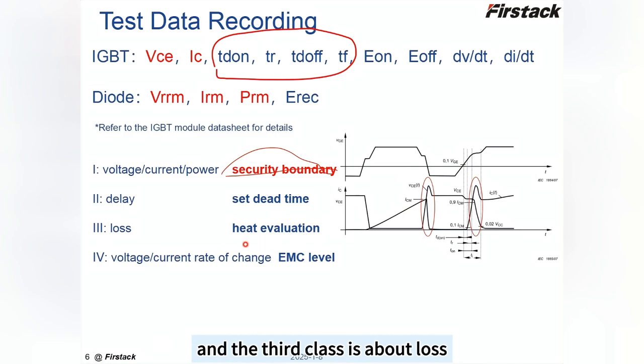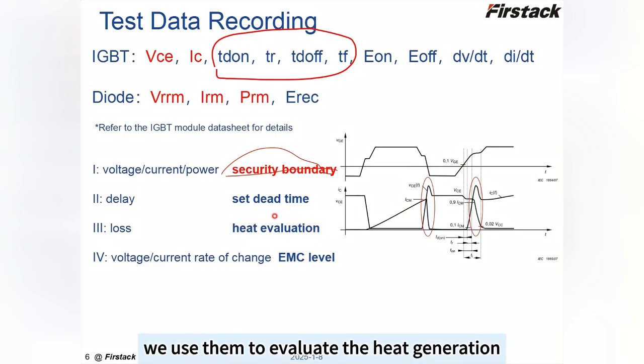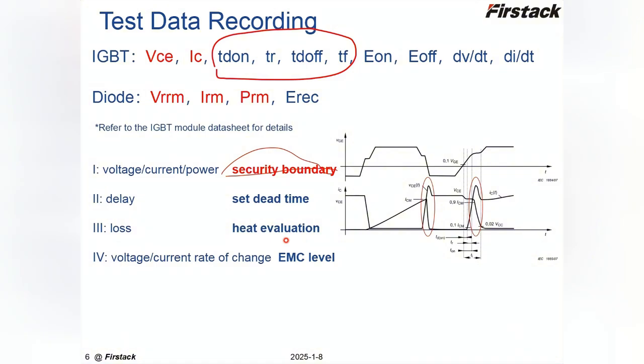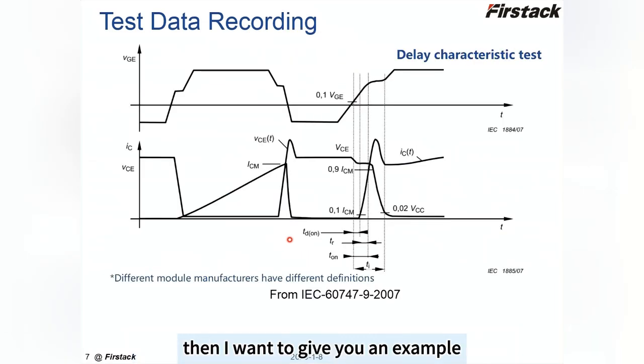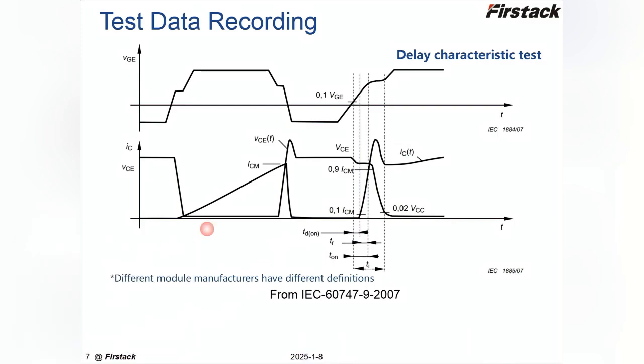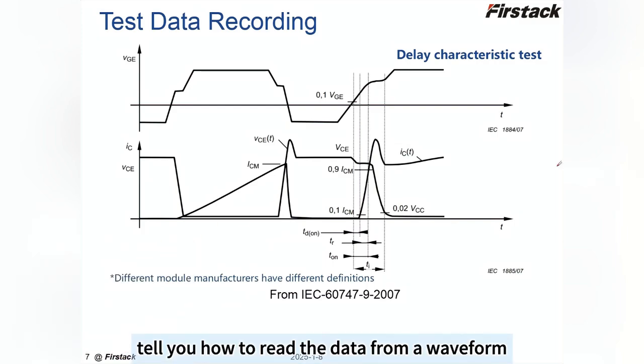And the third class is about loss, power loss or energy loss. We use them to evaluate the heat generation. In other words, we use them to evaluate our system efficiency. So now we know which kind of parameters need to be recorded. Then I want to give you an example and tell you how to read the data from a waveform.